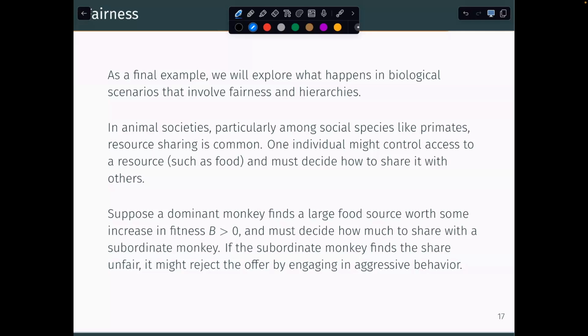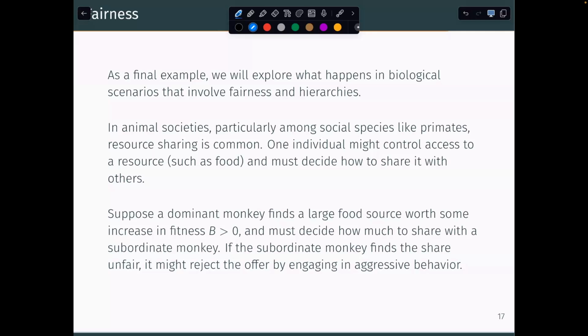Although individuals that are not dominant within that group might have less power, perhaps in a physical sense, perhaps in a social sense, they can still make choices. They can do things like reject offers. They could respond by engaging in aggressive behavior or not cooperating in future endeavors. They might not help raise their offspring as much if they're not being treated fairly. So, evolutionary questions then about how do we balance selfish behaviors versus fair behaviors?